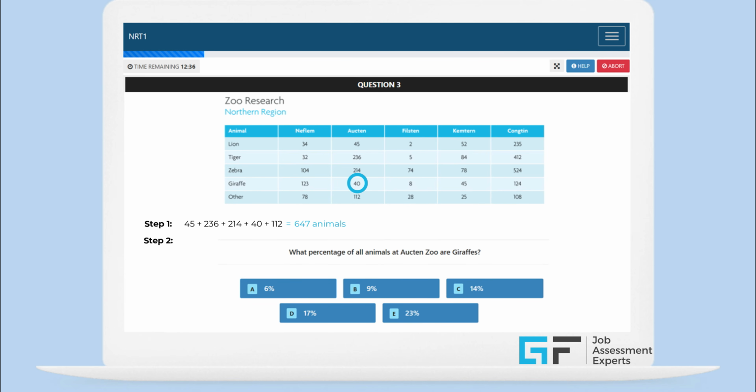There are a total of 40 giraffes at the zoo, so we need to now calculate 40 as a percentage of 647. The calculation for this is 40 divided by 647, and then multiplying this answer by 100. 40 divided by 647 is 0.061. Multiplying it by 100 provides an answer of 6.1%. Therefore, we can see that A is the correct answer. Well done if you got the correct answer.